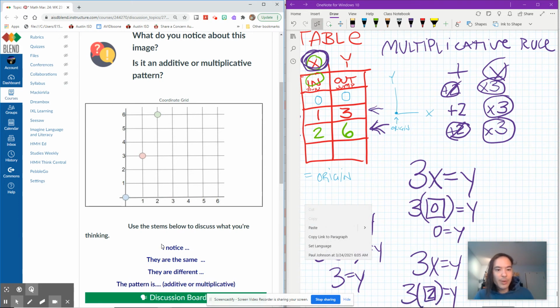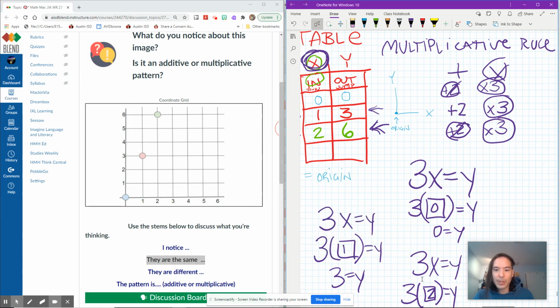So let's go over these. I notice we are looking at a coordinate grid. All right, they are the same. The scale for the x-axis and y-axis are the same. They both skip count by 1. You could say that the points follow the same rule, because we figured that out by doing the table and finding out that all 3 points worked with 3x equals y. So you could say they are the same because they all follow 3x equals y.